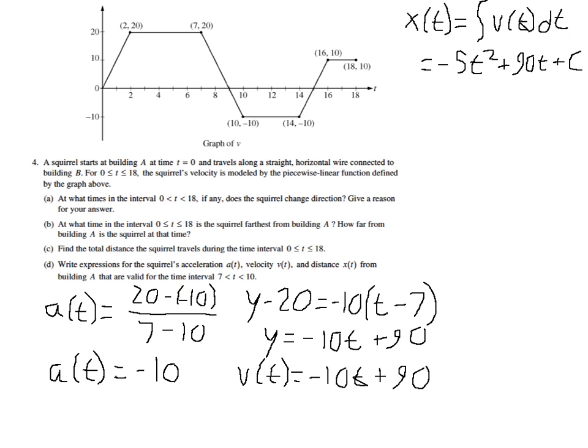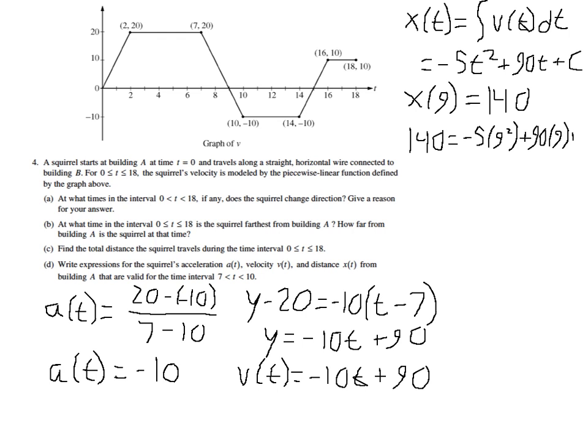Fortunately, we already solved for the position or the distance from the building at time t equals 9. We did that in part B. And 9 is in between 7 and 10, which we're talking about. So I can plug in my answer from before for x of 9. The position when t equals 9 was 140. Oops, forgot my 1. So that means that 140 is equal to negative 5 times 9 squared plus 90 times 9 plus c.